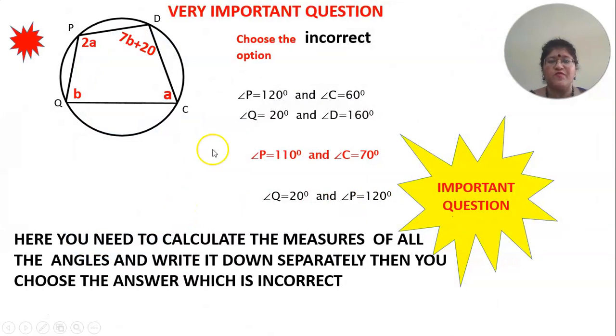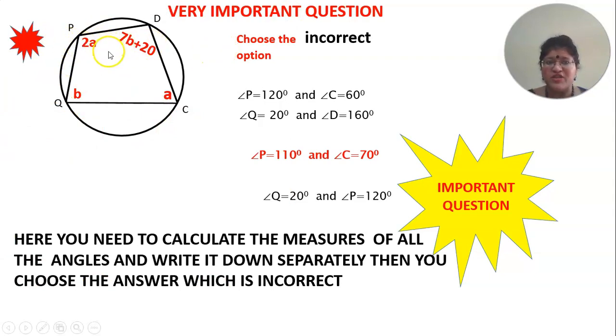Now these are also very, very important questions. This diagram, PQCD, is a cyclic quadrilateral. In this cyclic quadrilateral, you have to choose the incorrect option, the option which is wrong. If you come across a question like this, remember one thing. Find out all the angles of this quadrilateral first. How do you find it out? Opposite angles of a cyclic quadrilateral are supplementary.